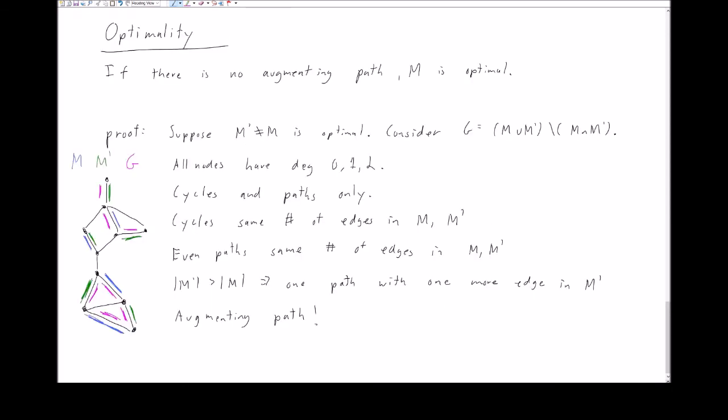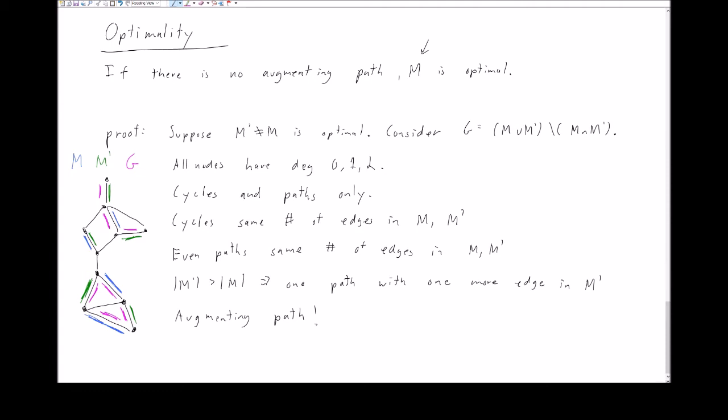In addition to helping us improve matchings, augmenting paths also allow us to prove a condition of optimality. We can say that if there is no augmenting path with respect to a matching M, then M is going to be an optimal matching. It's going to be a maximum cardinality matching. We're going to prove this claim by contradiction.